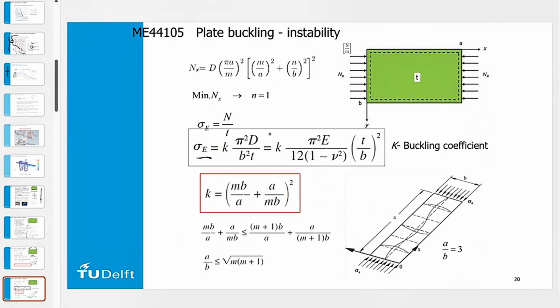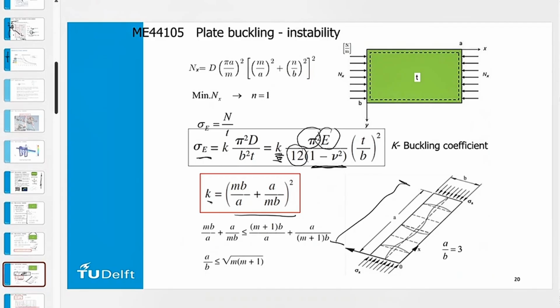If we rewrite this, we basically see that we recognize the same things, pi squared E, but instead of I, we have t divided by b squared, and we see here the Poisson ratio, 1 minus nu squared, and a factor of k. What is this k? This k depends on the buckling shape. Depending on the value of the buckling mode, that has an effect on the k factor.